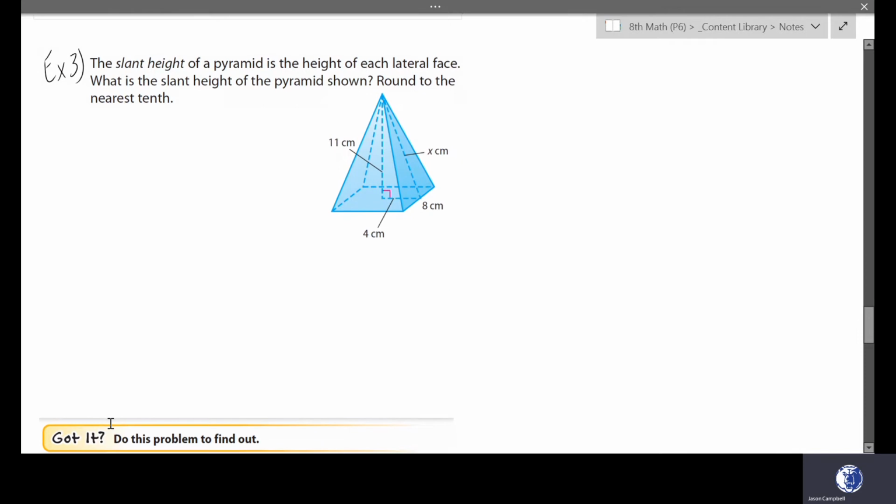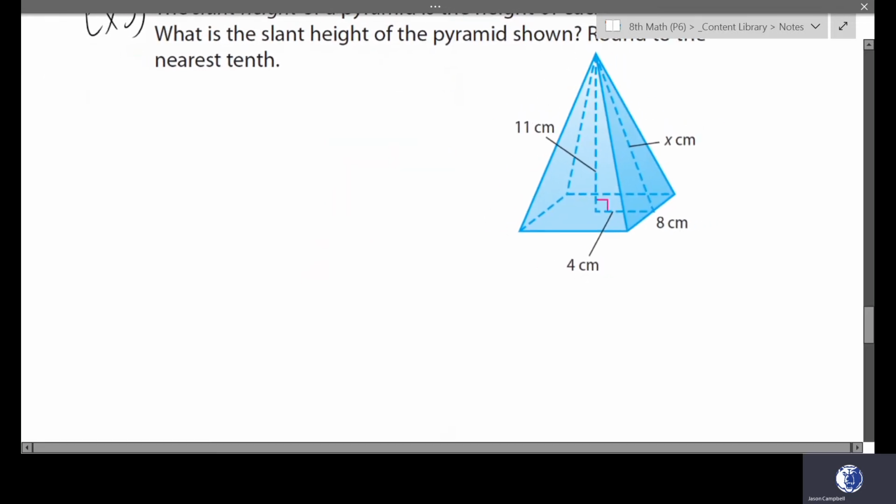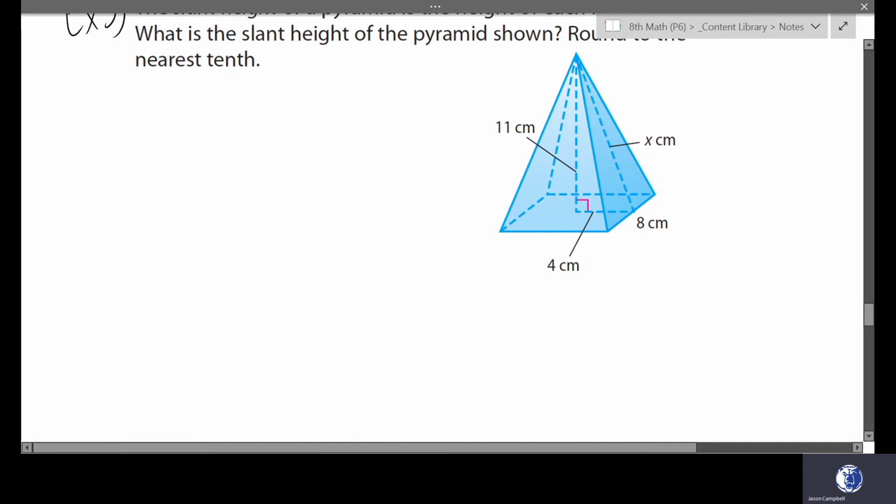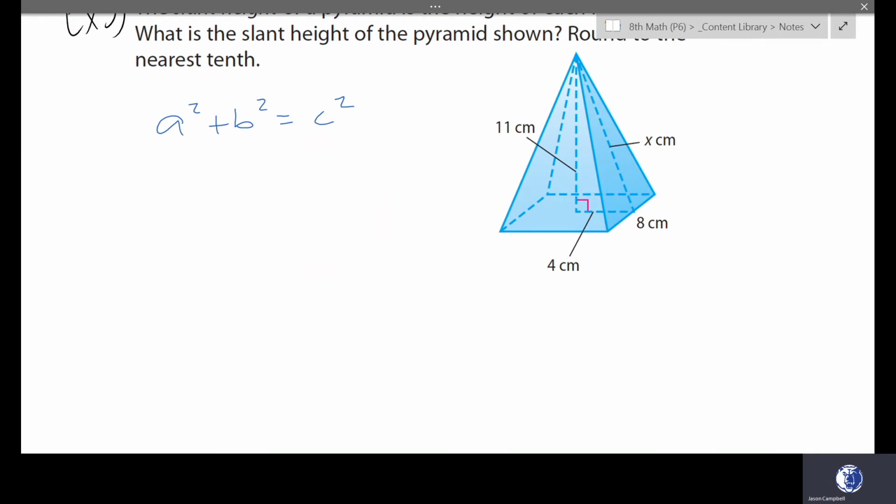We can do the same thing here. It says the slant height of a pyramid is the height of each lateral face. So that's this face that is not standing perfectly straight up and down. It's sort of at an angle. That's the lateral face. What is the slant height of the pyramid shown? Round to the nearest tenth. So we have a base and a height here, and we can use the Pythagorean theorem to figure this out. A squared plus B squared is equal to C squared. 4 centimeters, or 4 squared plus 11 squared is equal to C squared.